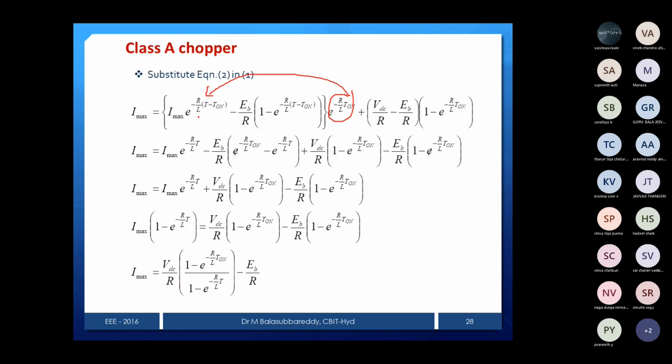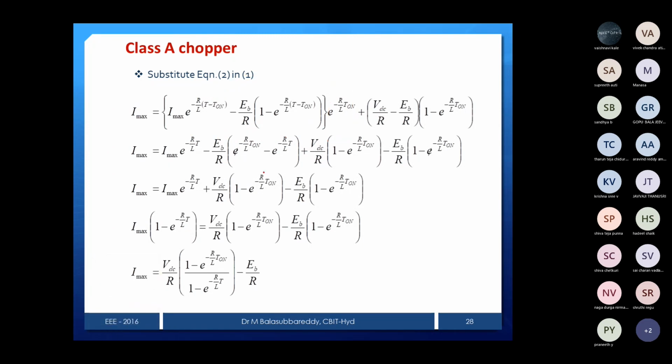The splitting, you can see that there is, I will write here, e power minus r by L into t into e power minus get plus r by L into t on. And if you multiply this outside e power and this into e power minus r by L into t on, then what will happen? This will get cancelled out and only e power minus r by L into t will be there. That's why we are getting this point here.